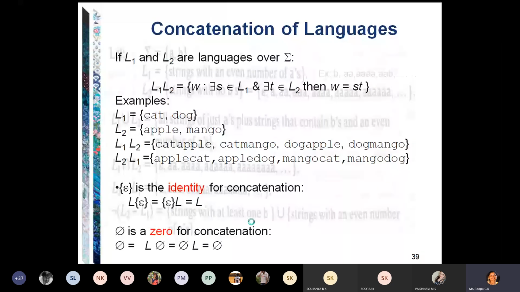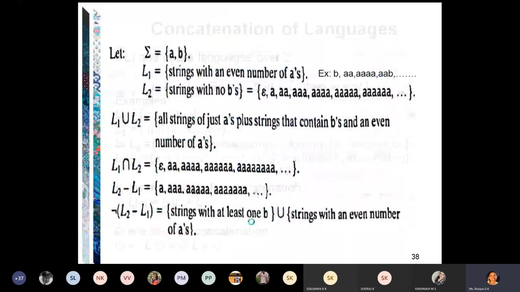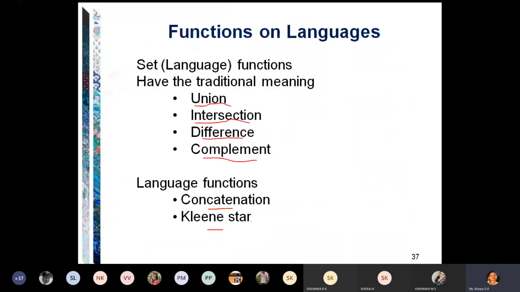Yes. Functions on languages. Okay, set theory functions over. Now two special functions we have mentioned in this slide, concatenation and Kleene star. Let us discuss what is concatenation and what is Kleene star.